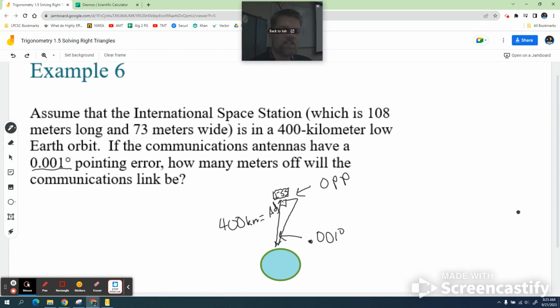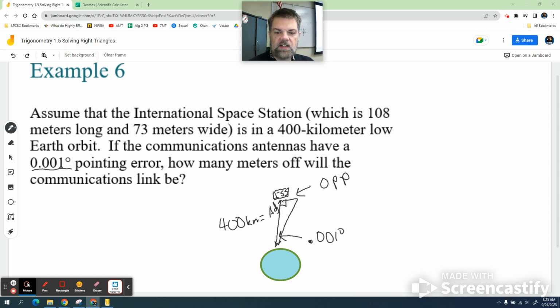Actually, I should probably look this up in the book. I'm pretty sure that's what we would do. Let me double check and make sure, though. Yeah, it says how many meters off will it? Yeah. So I'm almost 100% certain that's what we would do.